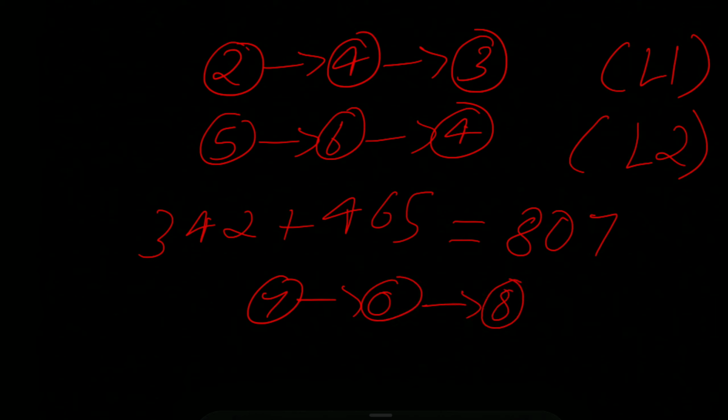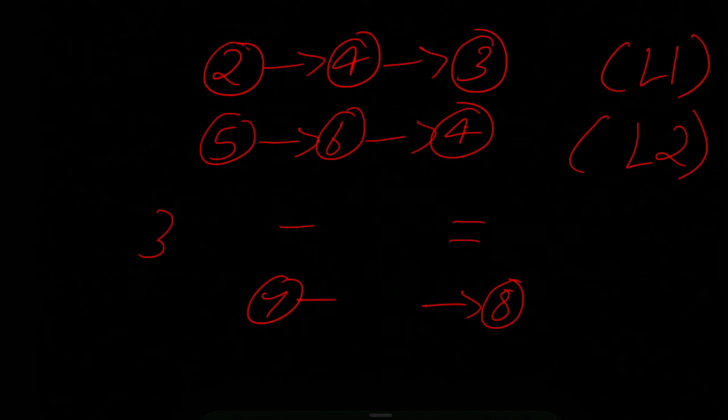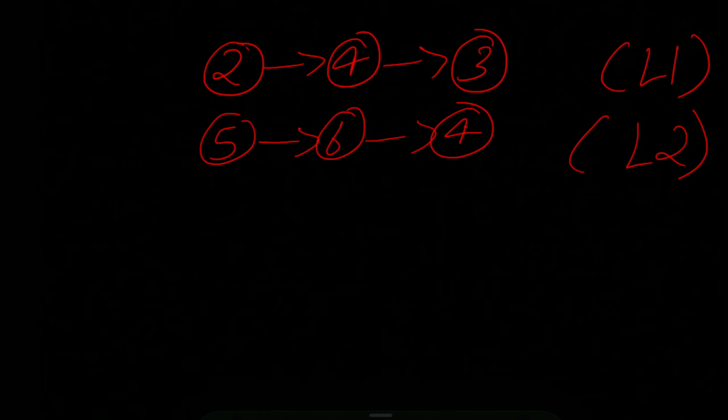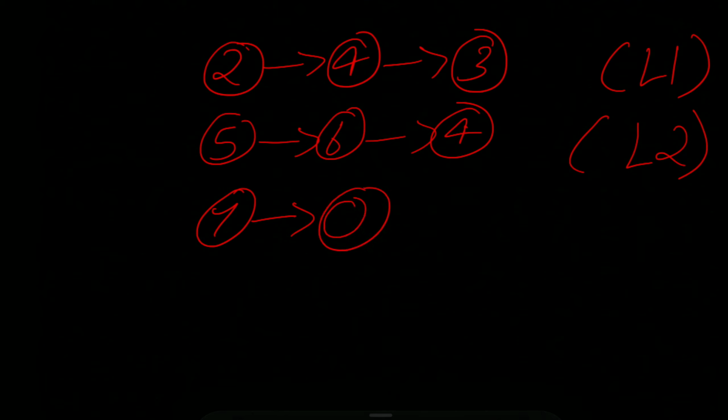Now you could either reverse the whole thing, add it, then reverse the answer. There is one more easier way to do this. So let's talk about that way. What happens if we add the things on the spot? If we add 5 and 2, we get 7. Then if we add 6 plus 4, the answer is 10, right? But it's a 2-digit number. So we'll put 0 here and put 1 carry over to the next node.